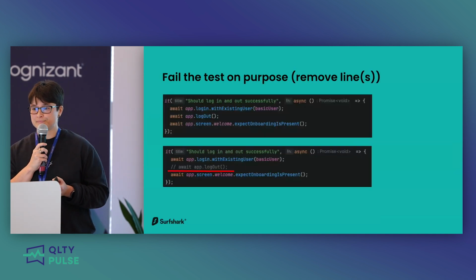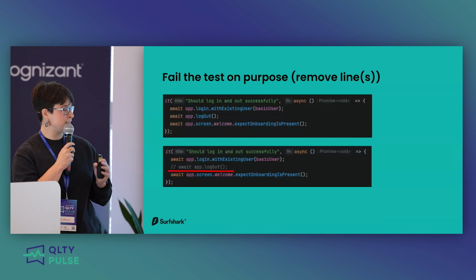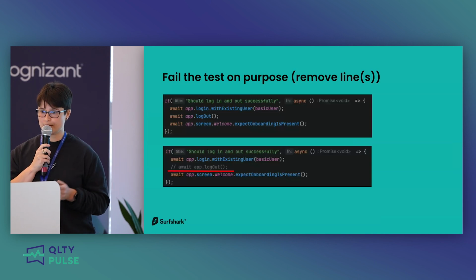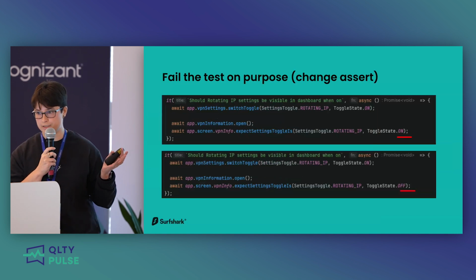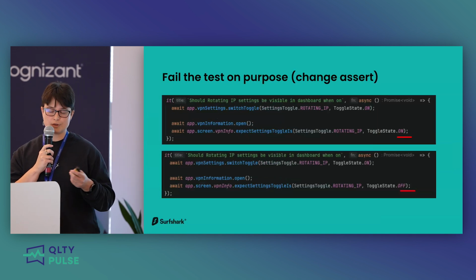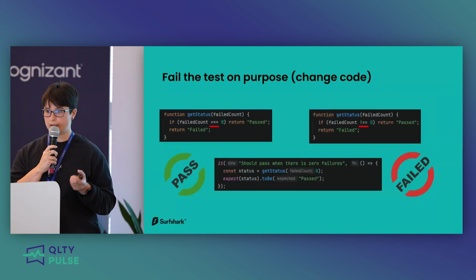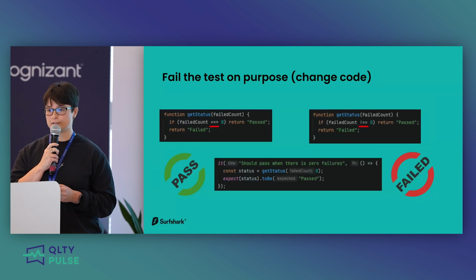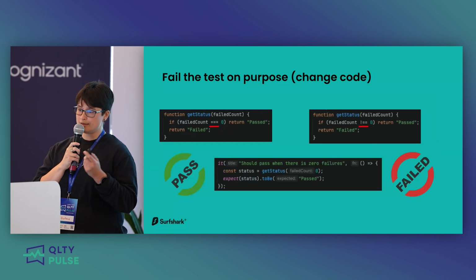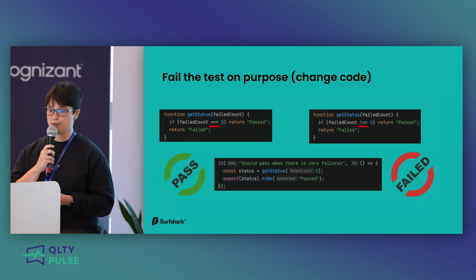And the last one, fail the test on purpose. I love this one. Even by removing the lines from the test itself, like it was done, the test should fail, or by changing the assert's value. Here we are checking that some toggle is on, just change the assert to off and check if that fails, because it should. And the last one, change the code itself without changing the test. So mutate the code. And the test should fail also, because it should catch changes in the code.